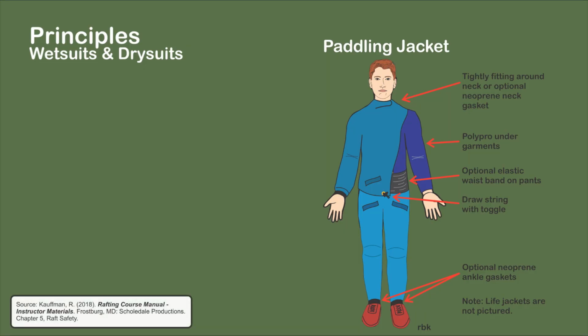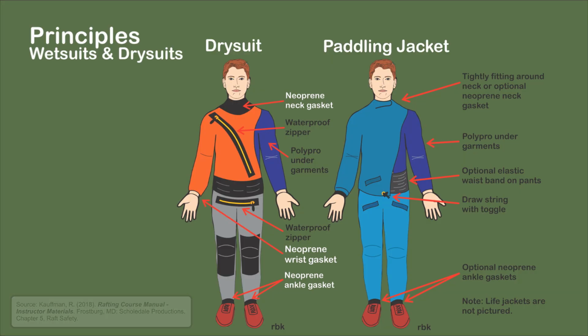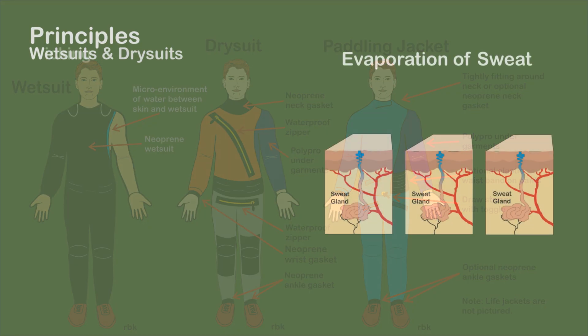Wetsuits and dry suits create different microenvironments to protect the body. The dry suit functions similarly to the windbreaker, except there are gaskets at the neck and limbs to prevent water from entering. In contrast, the wetsuit creates a microenvironment by heating a layer of water to the body's temperature between the body and the neoprene insulation.